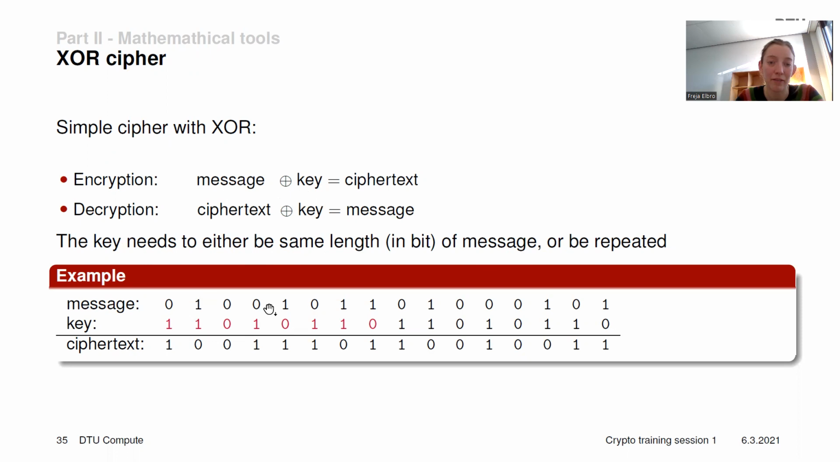So for example, here, if I have this as my message and I have this as my key, then the ciphertext is just the bitwise XOR of the key and the message, and then I need to repeat the key in order to encrypt the entire message. So this is the XOR cipher.